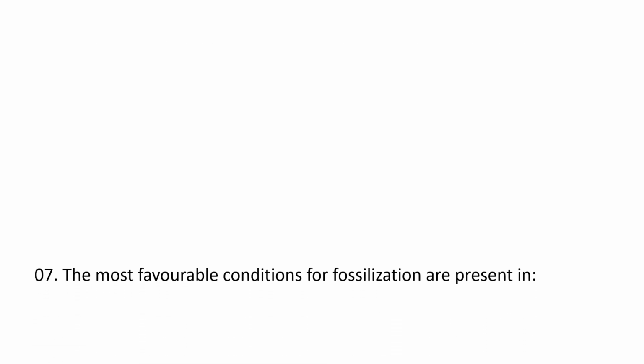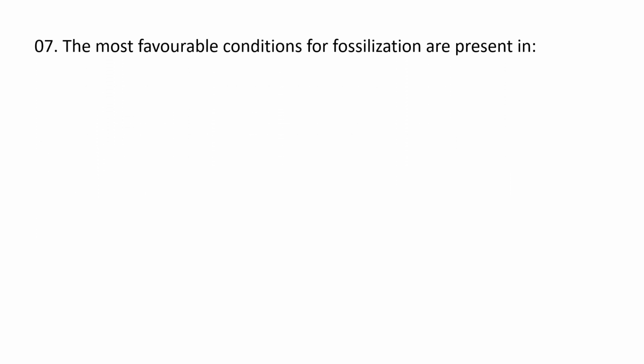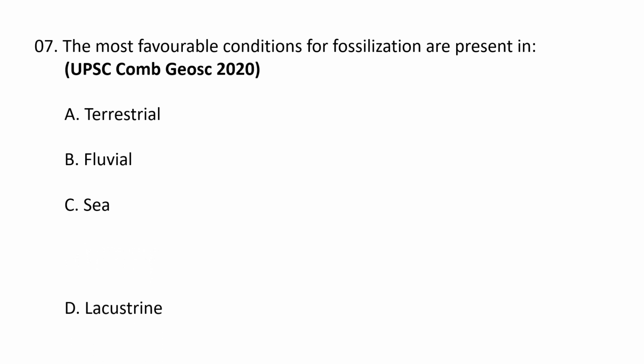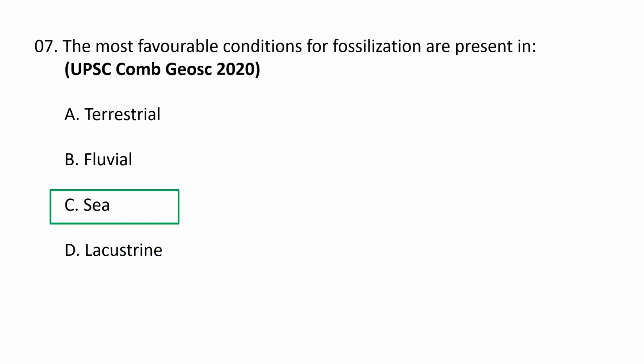Next question. The most favorable conditions for fossilization are present in, a very simple and straightforward question: A. Terrestrial, B. Fluvial, C. Sea, and D. Lacustrine. Generally marine conditions are more favorable for the preservation of fossils, so C is the correct answer. Fossils are more likely to be preserved in marine environments, for example where rapid burial by sediments is possible. Less favorable environments include rocky mountain tops where carcasses decay quickly or few sediments are being deposited to bury them. So the most favorable condition is the marine environment. C is the correct option.